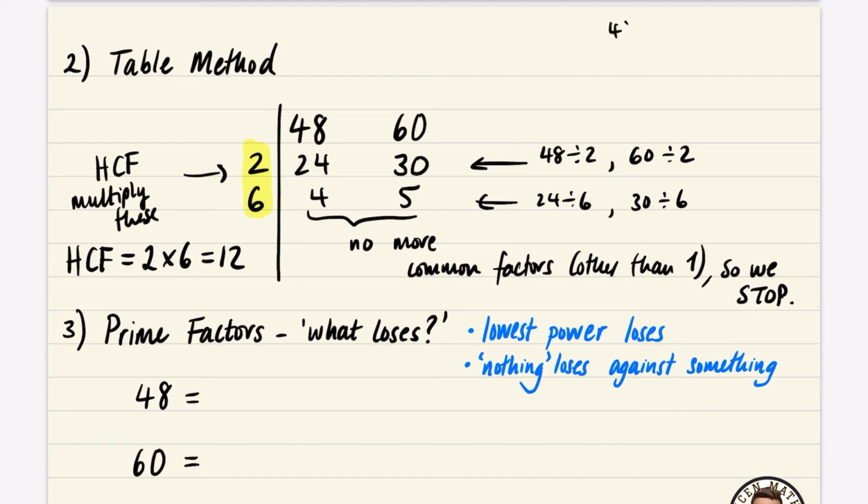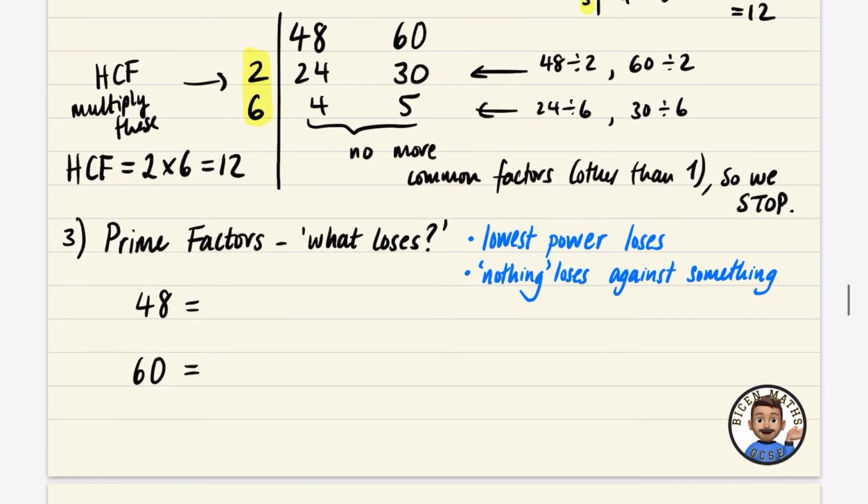Now very quickly, if we did it in a slightly slower way, if I divided by 2 to get 24 and 30, divided by 2 to get 12 and 15, then divided by 3 to get 4 and 5, you would have down here 2, 2 and 3. 2 times 2 times 3 is also 12. So even if you break it down in a different way to how I've done, you're still going to get the same answer.